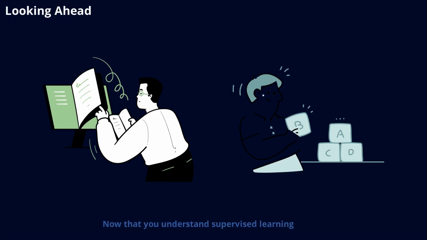Now that you understand supervised learning, you're ready to explore even more exciting topics in machine learning. Next up is unsupervised learning, where the model finds patterns without labeled answers. Stay curious and keep learning. Each step brings you closer to mastering AI concepts that shape our world.